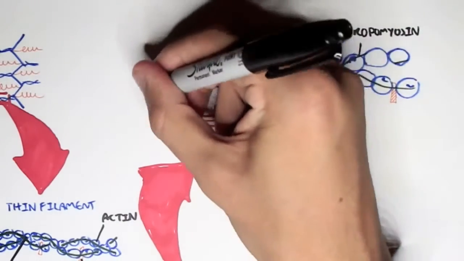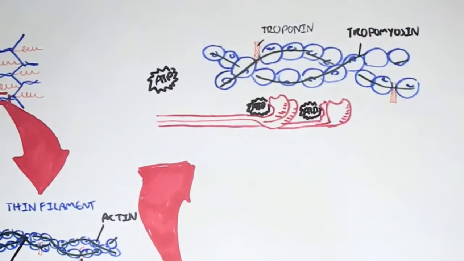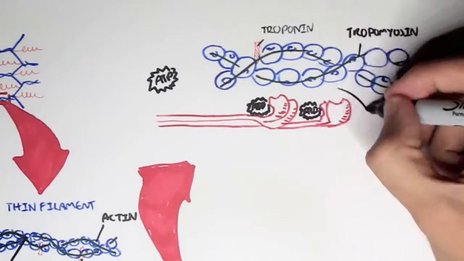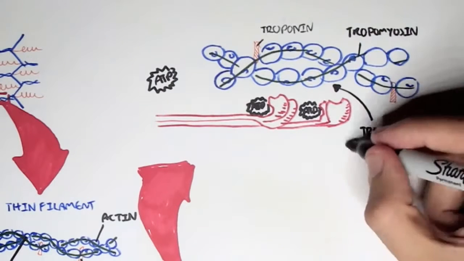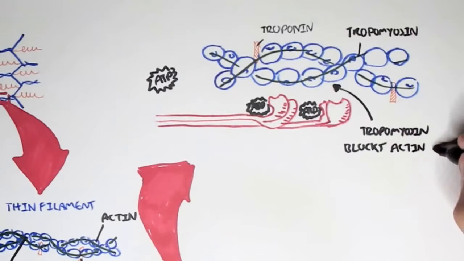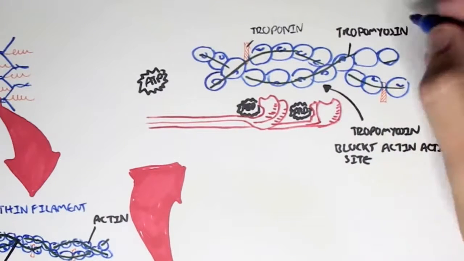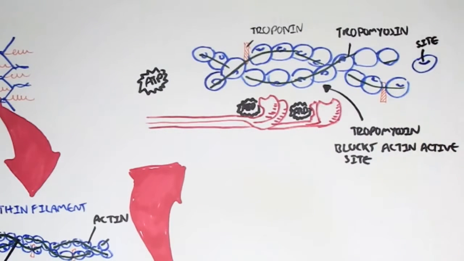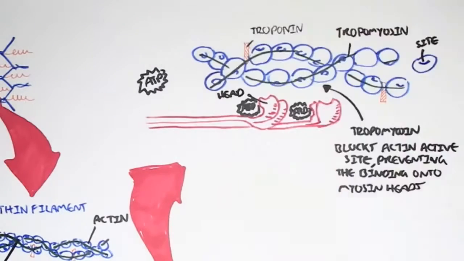And when ATP comes along, ATP will bind onto the ATP binding site of the myosin. And this causes myosin to want to bind to actin subunits. But it can't because of tropomyosin. Because tropomyosin blocks the actin's binding site, preventing the binding of myosin heads onto actin subunits.